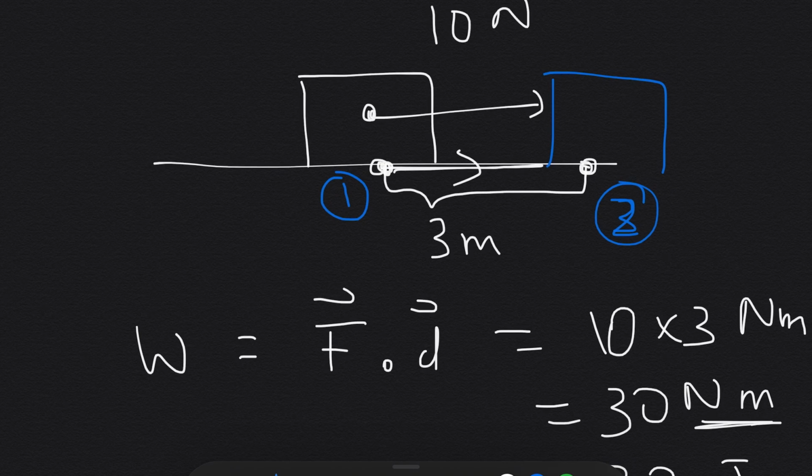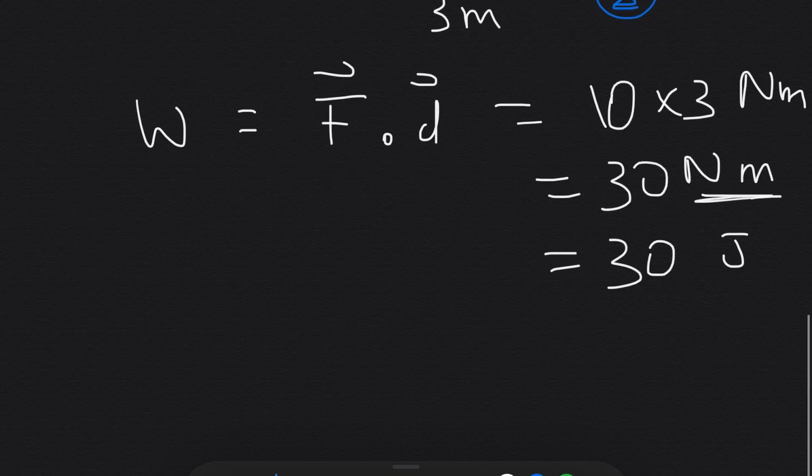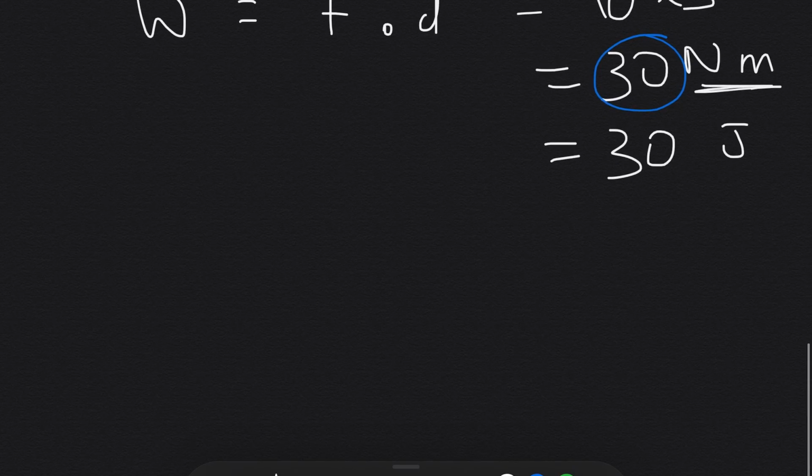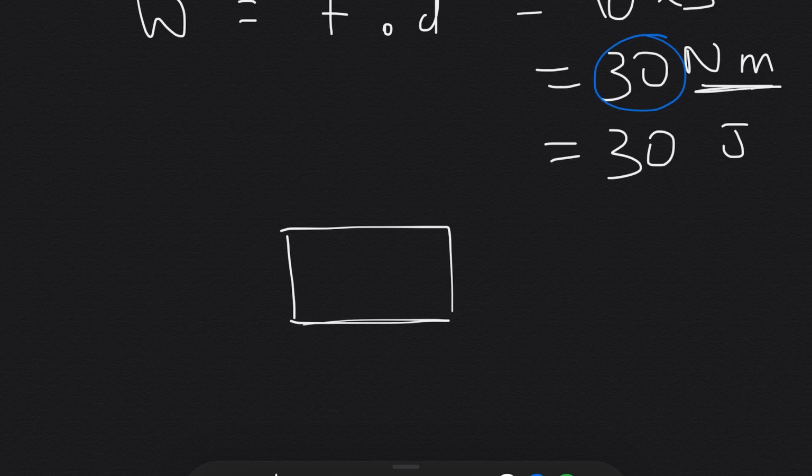The force was in the same direction as displacement. That's why the work done is positive. Now what if, let's say this box is already moving, all right? It's already moving, let's say, in this direction.